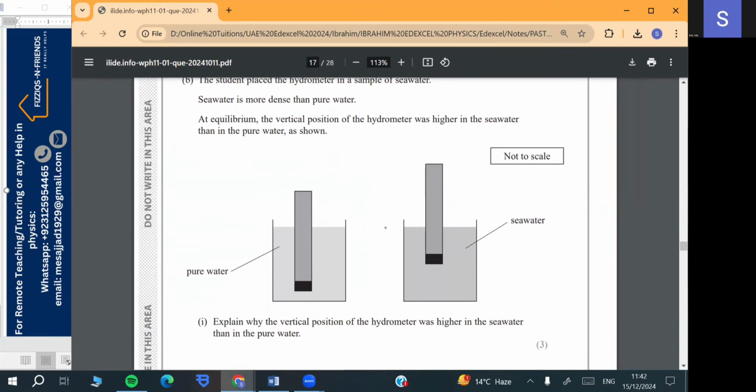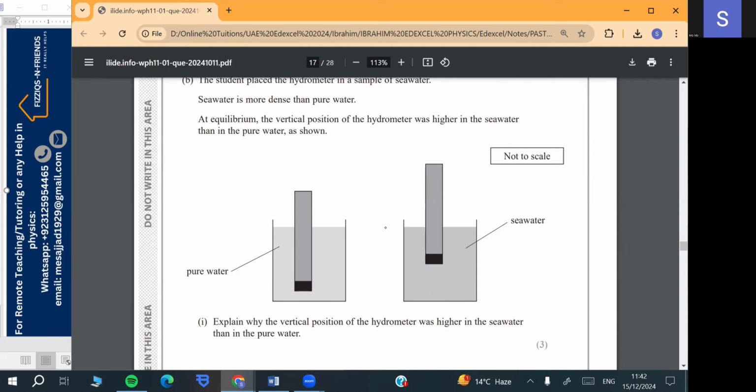The student placed the hydrometer in a sample of seawater. Now it is not in pure water; previously it was pure water, now it is seawater. Seawater is more dense than pure water. At equilibrium, the vertical position of the hydrometer was higher in the seawater than in the pure water as shown. Explain why the vertical position of the hydrometer was higher in seawater than in pure water.